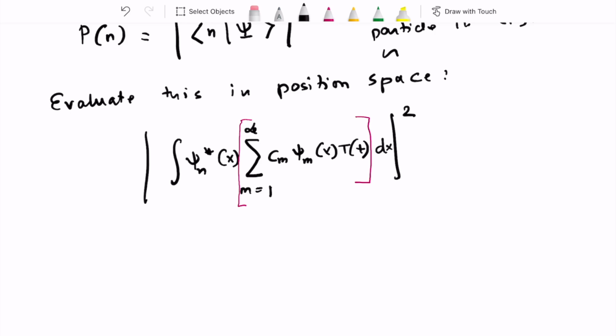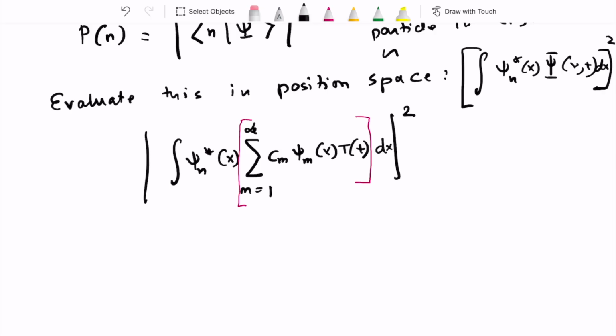So I'm taking the scalar product of psi n of x and capital psi of x and t. So maybe I should just write this as well. It would be the integral of psi n star of x, capital psi of x and t, dx, squared. That's the thing that I'm evaluating. And in the next step, I just inserted the expansion of capital psi of x and t.